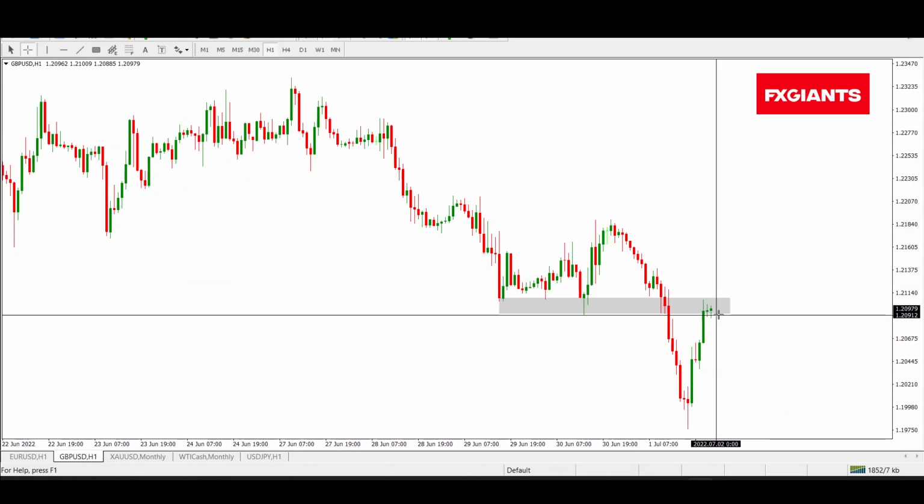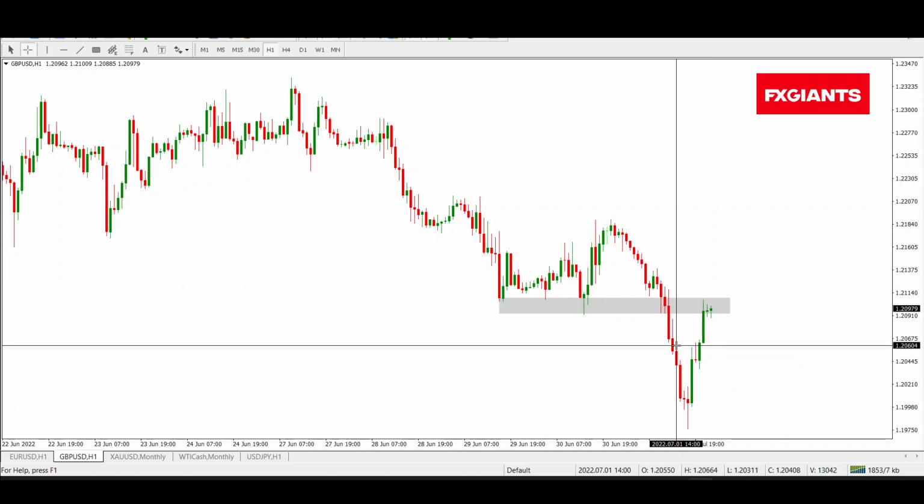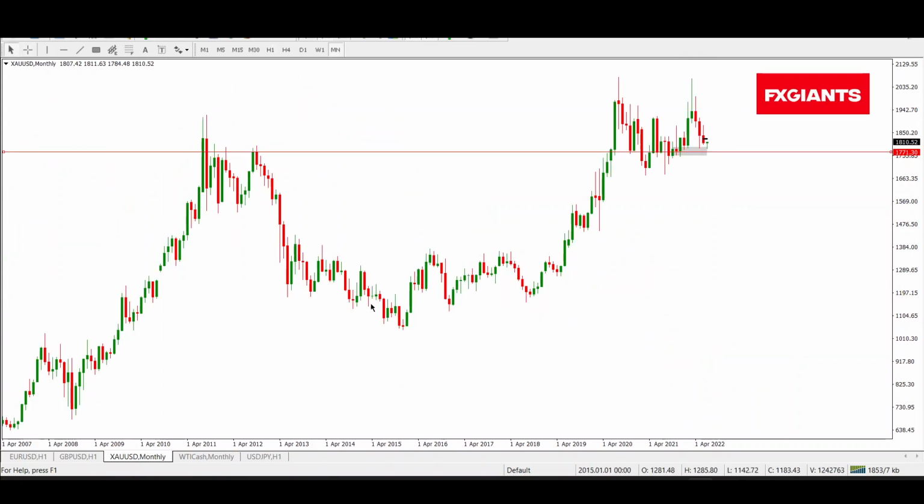But still yet, we want to see how price develops on Monday. Then based on what we have just discussed, we are going to take our trade. Let's move quickly to gold.